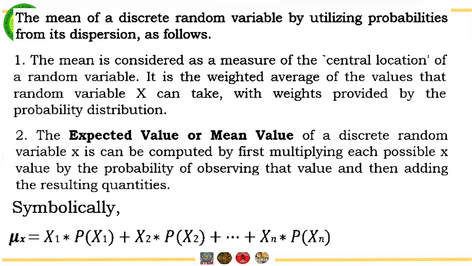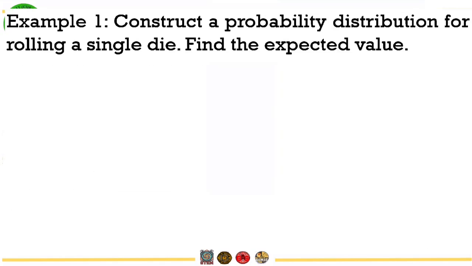X of n times p, the probability of x of n. After multiplying the raw data and the probability, you will get the summation. You will get the total. No need to divide. It will be the mean of the discrete random variable. Questions? If you have questions, you can put them in our exit pass.